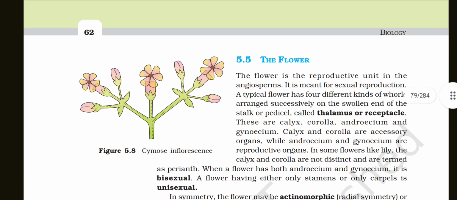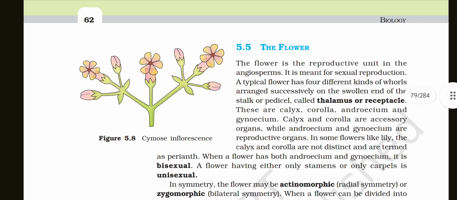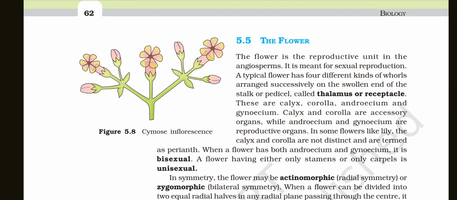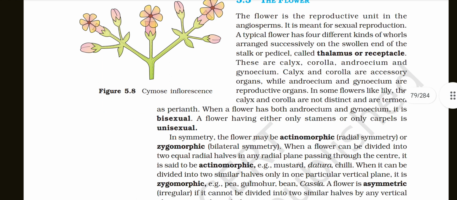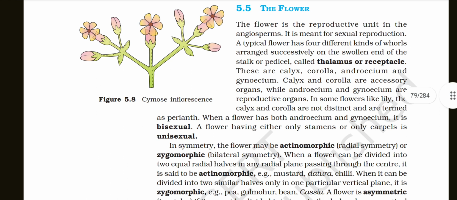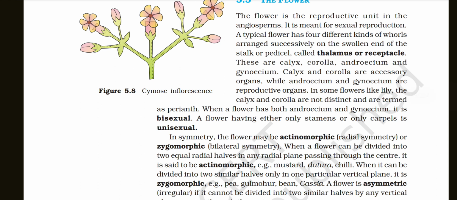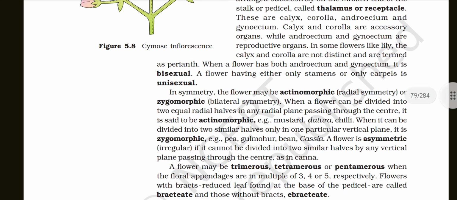The flower is a reproductive unit of the angiosperms. It is meant for sexual reproduction. A typical flower has four different kinds of whorls arranged successively on the swollen end of the stalk or pedicel called the thalamus or receptacle. These are calyx, corolla, androecium, and gynoecium.